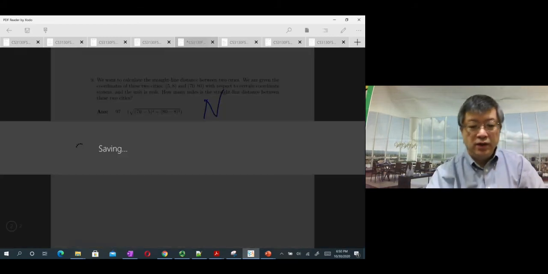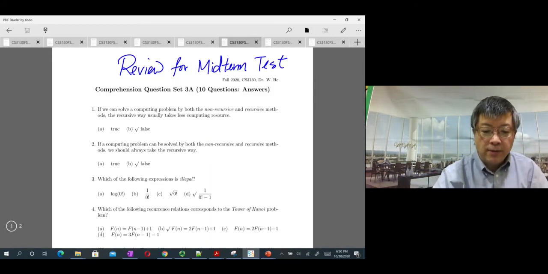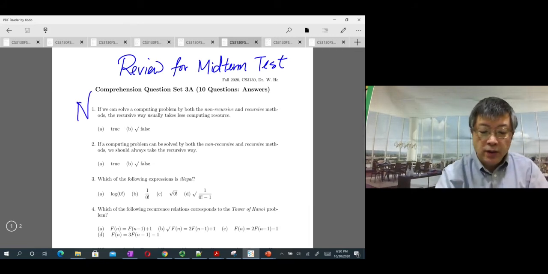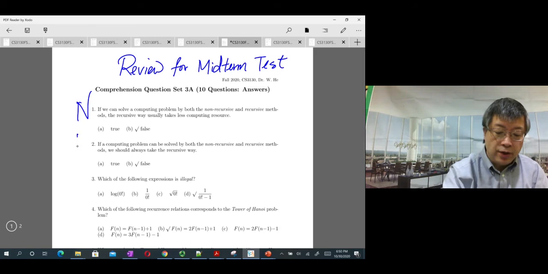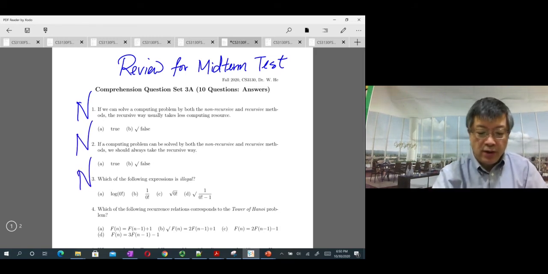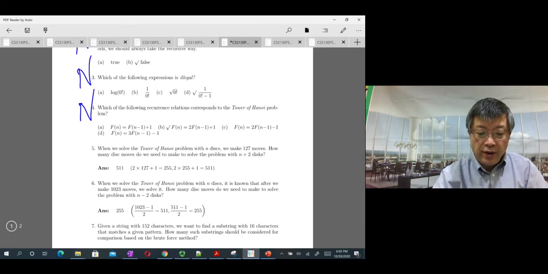All right, so that's set number 5. Set number 6. Skip this. I already checked this many times. Skip. Skip. Checked many times. Tower of Hanoi.